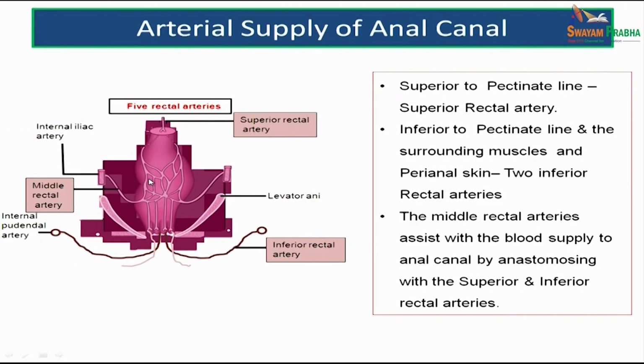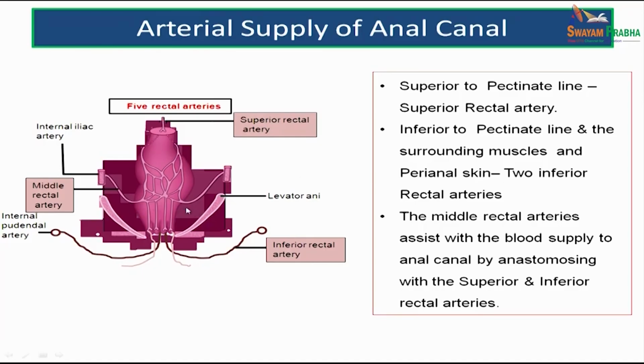Having studied the internal features of anal canal and the sphincters, let us now study the blood supply of anal canal. In that, first is the arterial supply of anal canal. As I have already mentioned, the arterial supply, venous drainage, lymphatic drainage and the innervation are different in the part above the pectinate line and part below the pectinate line. So, we will be describing these things superior to pectinate line and inferior to pectinate line.